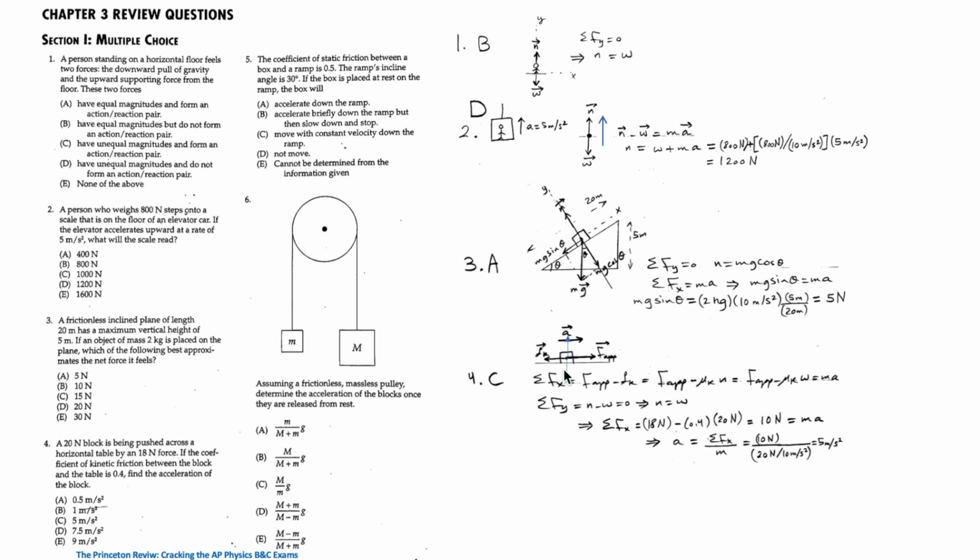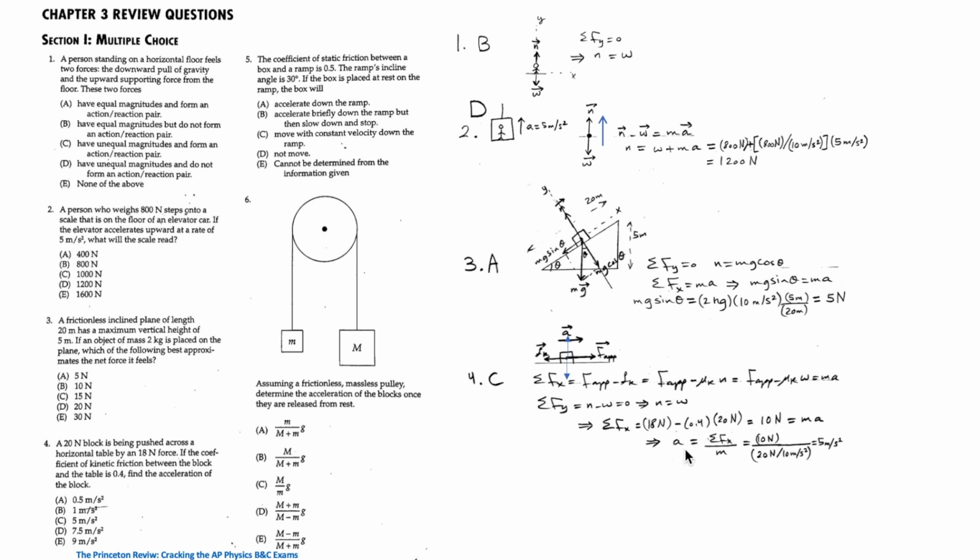So as you can see, the net force along the y direction is 0, so N minus W is equal to 0, so the normal force is equal to the weight. And the net force along the x direction is equal to ma, because the object is accelerating. So the net force along the x direction is the applied force minus the kinetic frictional force, so F applied minus mu k N, and N is equal to W. So we substitute. The applied force is 18 newtons minus 0.4 times 20 newtons. So the net force is equal to 10 newtons.